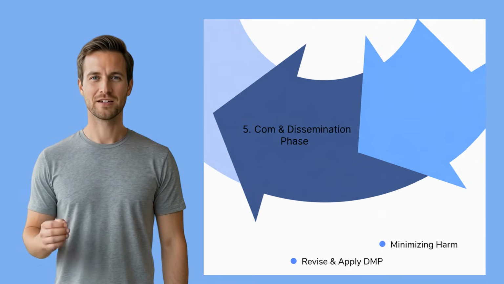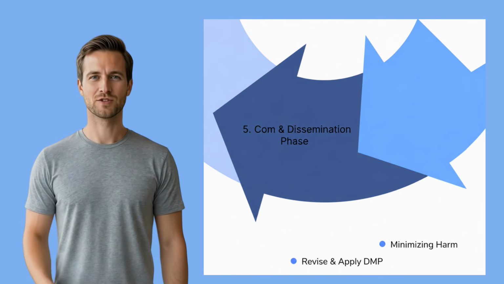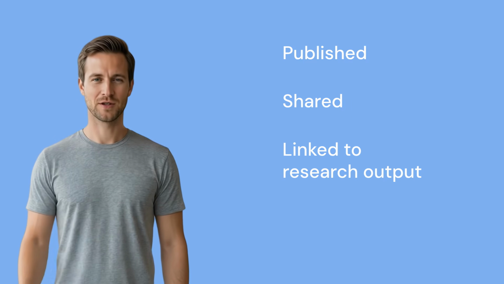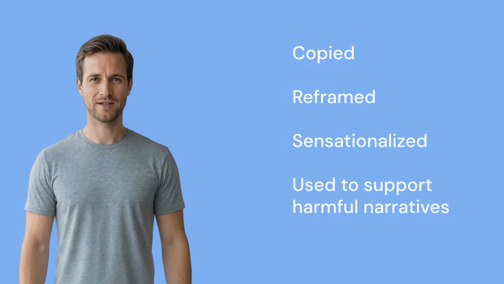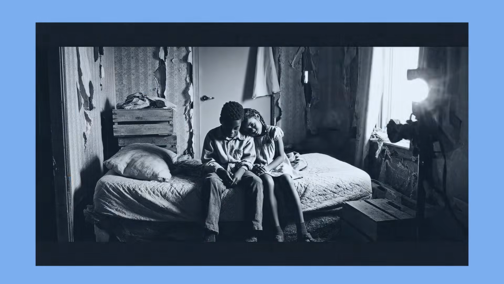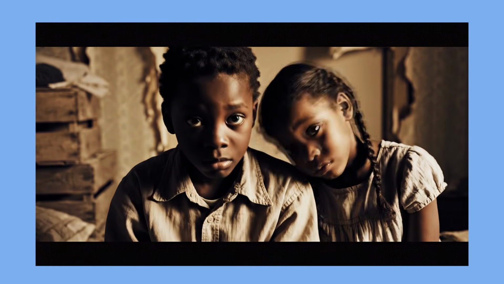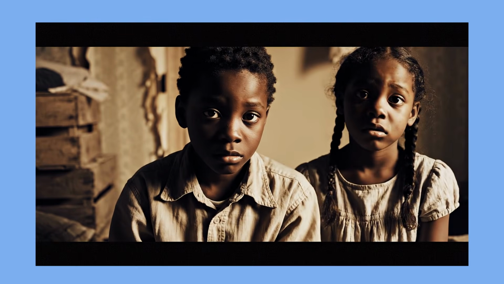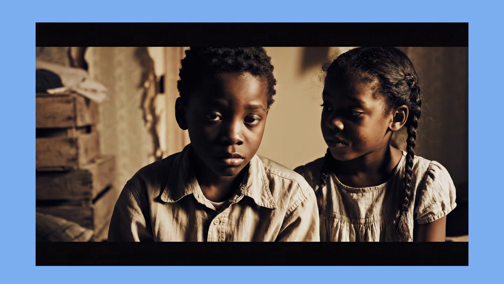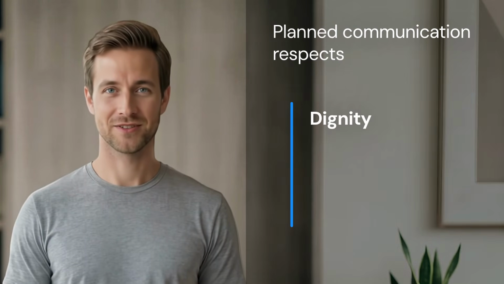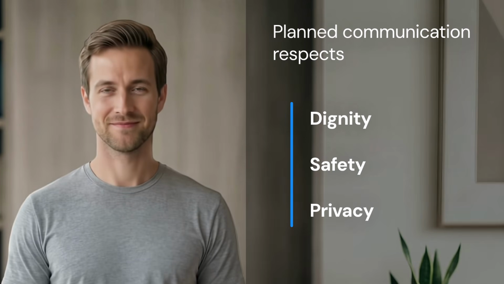During the dissemination and communication phase, minimizing harm should be reviewed again before any visual material is published, shared, or linked to research outputs. Once online, images may be copied, reframed, sensationalized, or used to support harmful narratives. For example, a photograph originally collected to document living conditions may later be reused to shame or stigmatize the people represented. Before publication, check whether the planned communication respects their dignity, safety, and privacy.